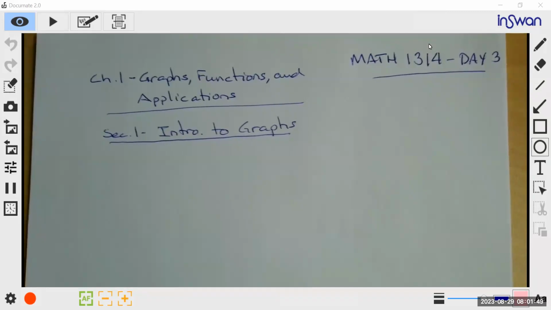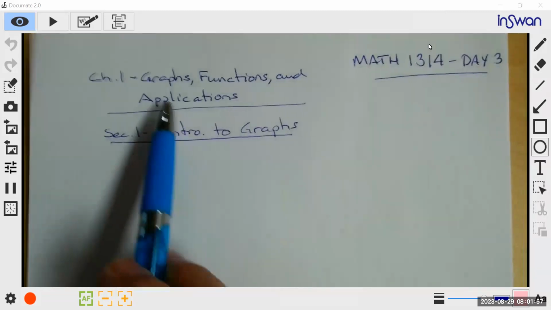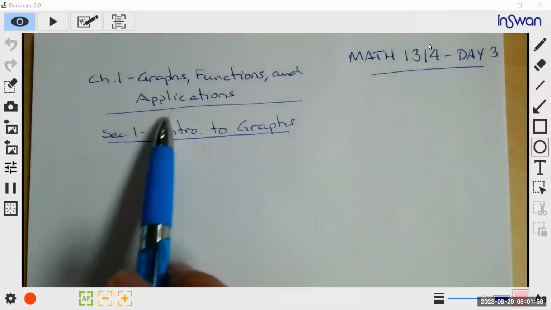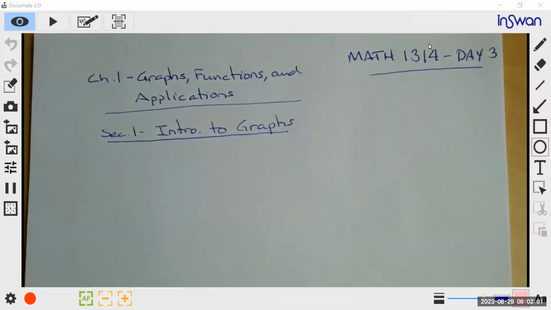Because math is a language, we have to know the syntax, the words. For example, this chapter 1 deals with graphs, functions, and applications. Which words in that title do you understand? Do you know what they mean?